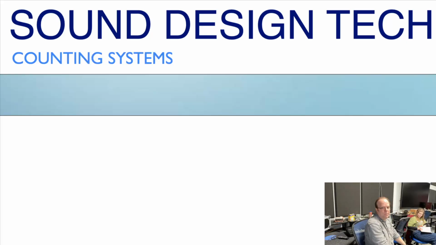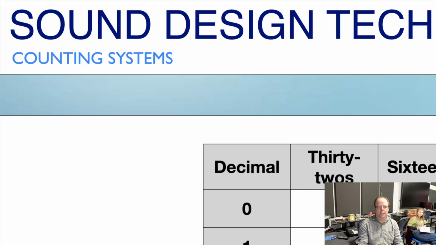So in binary, each placeholder is 2 times the one before it. We can take it up to 6 digits, and we've got 1s, 2s, 4s, 8s, 16s, and 32s.